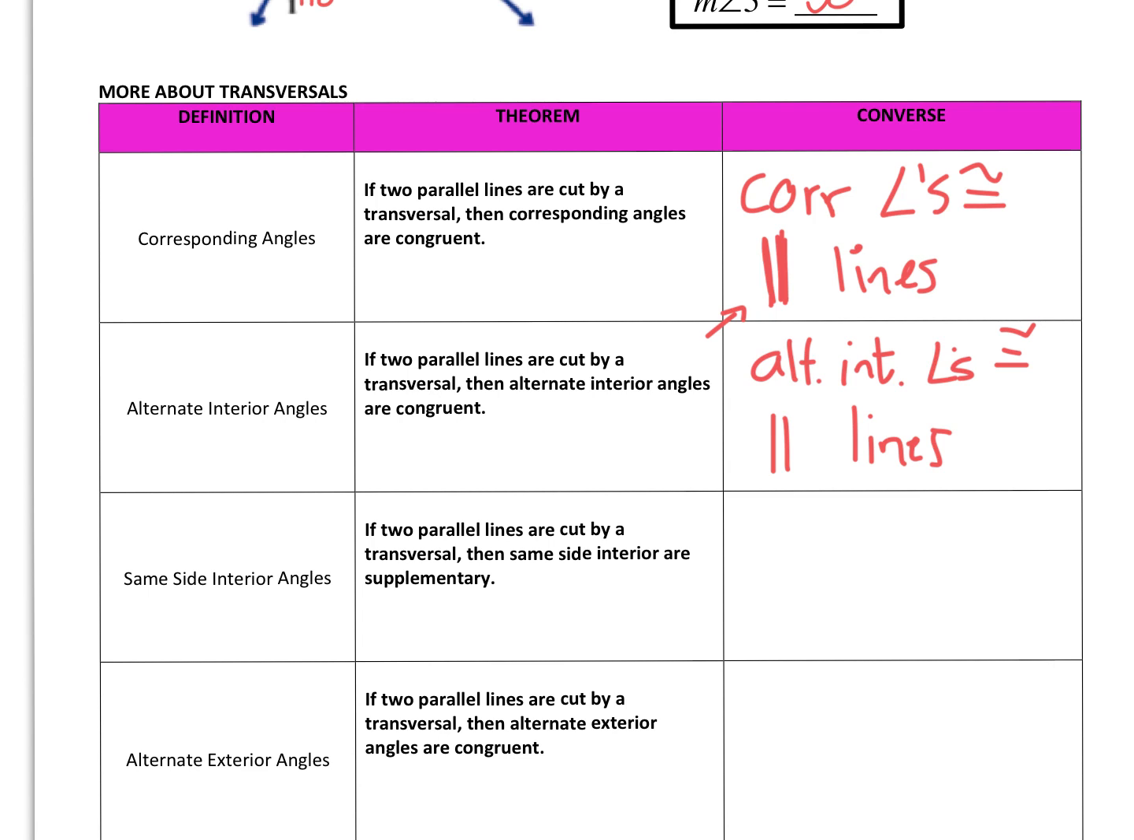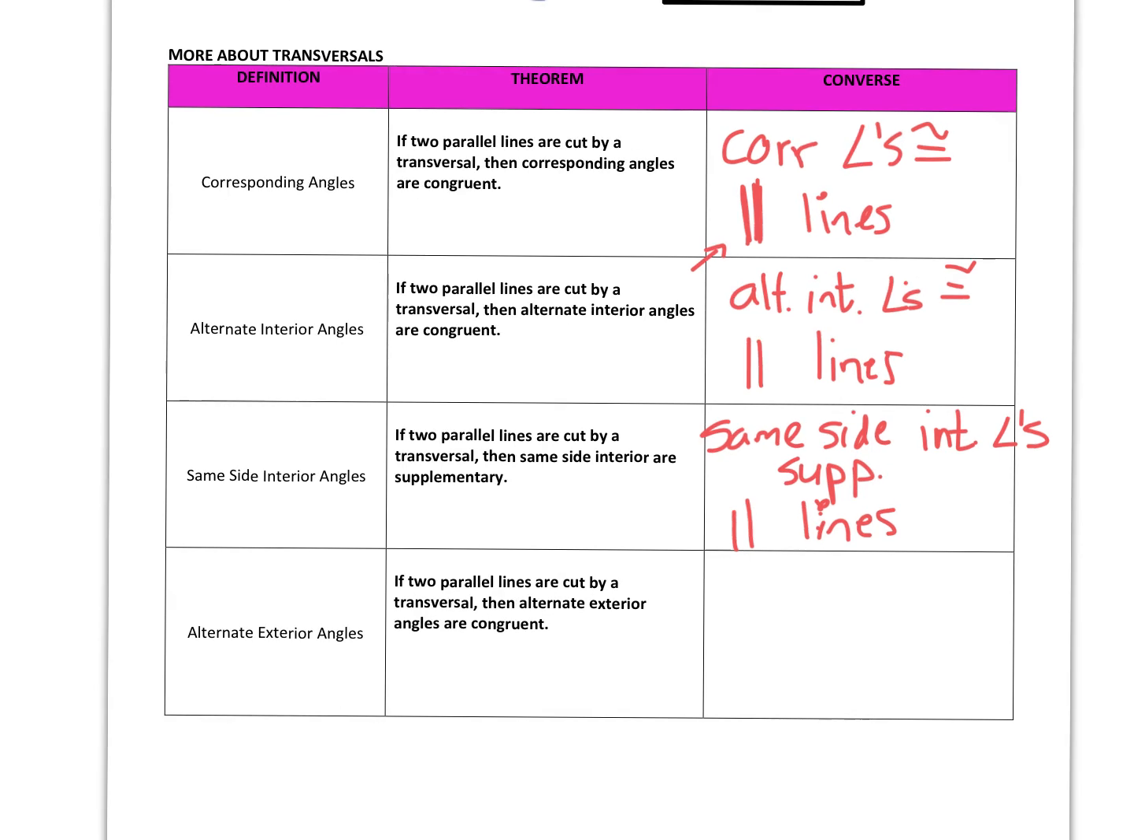So this next one, same side interior angles, and we said those were supplementary, right? Supplementary. Then we have parallel lines. So if you have same side interior angles supplementary, you have parallel lines. So these are a bunch of ways to show that two lines are in fact parallel.